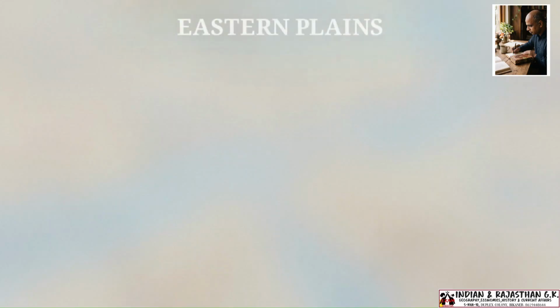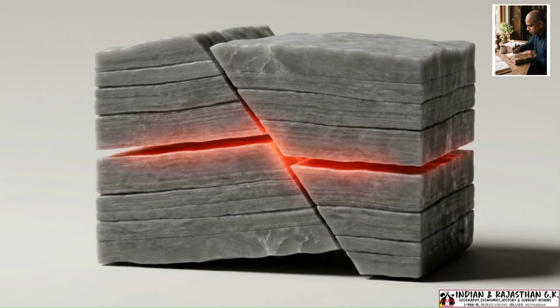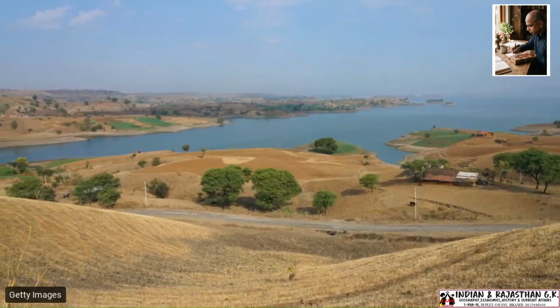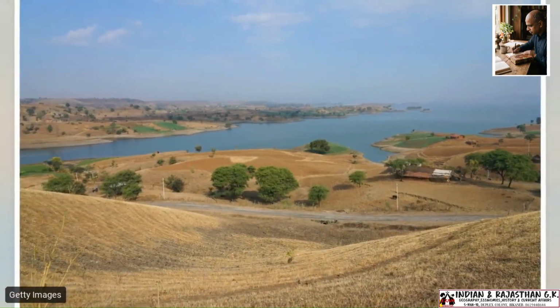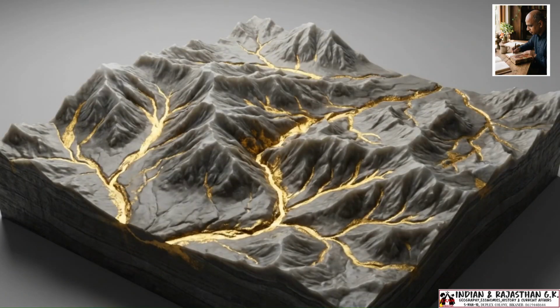A comprehensive map of these morphological drivers reveals how the eastern plains function. We have the metamorphic, fault-controlled terrain of the Banas, the violent sedimentary erosion of the Chambal, and the tectonically uplifted, deeply carved valleys of the Mahi. While these rivers erode the highlands, they transport the ground-down mineral wealth downstream.